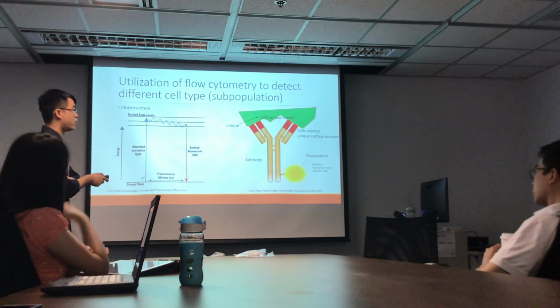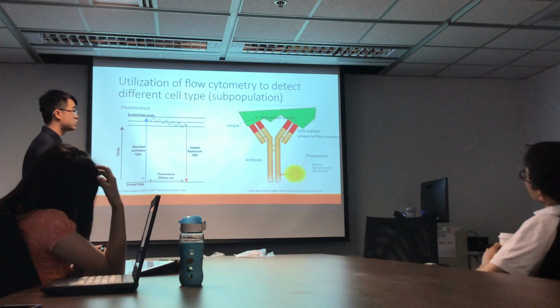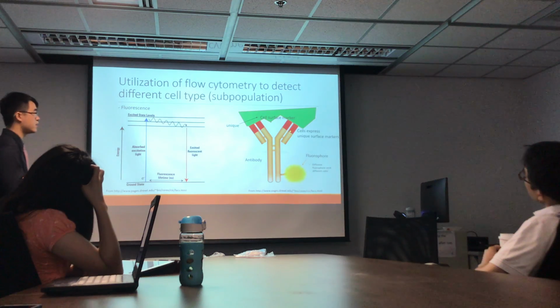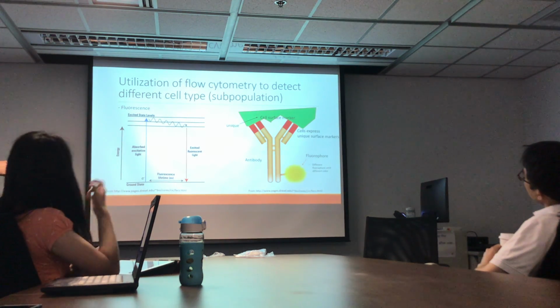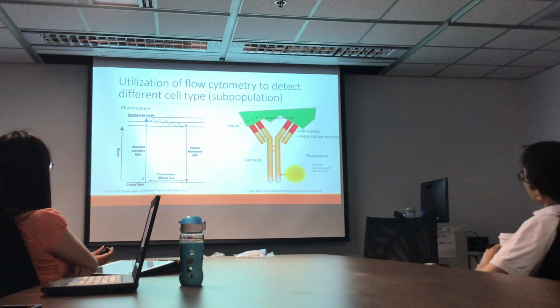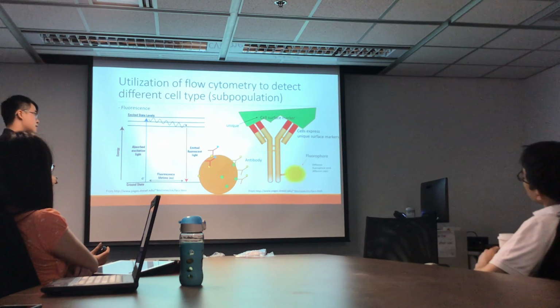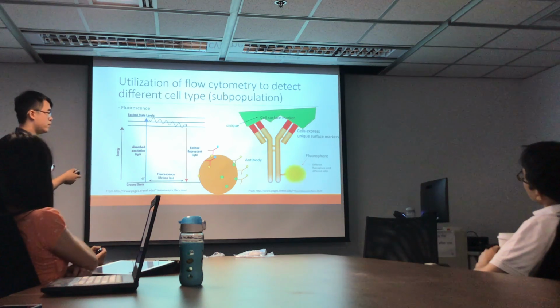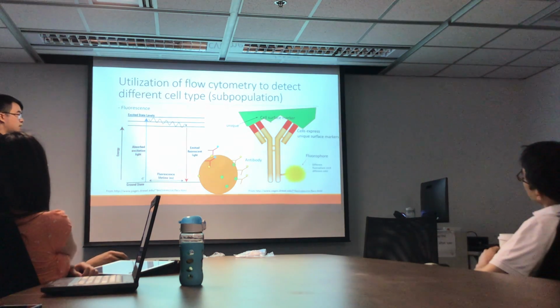And so we have these antibodies, where this is the variable region, so it's very specific and recognizes only specific and unique cell surface markers. And because we have the fluorophore attached to it, when we shine a laser through it, it does emit a fluorescence signal which we can detect.